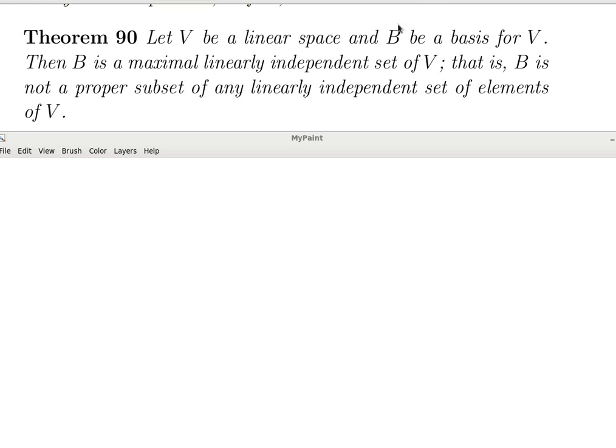I'm going to prove this theorem. You have a basis for a linear space, and B is not a proper subset of any linearly independent set of vectors of V. Well, I'm going to let B be equal to, say, B1 through Bn. We know it's a basis, so it's linearly independent.